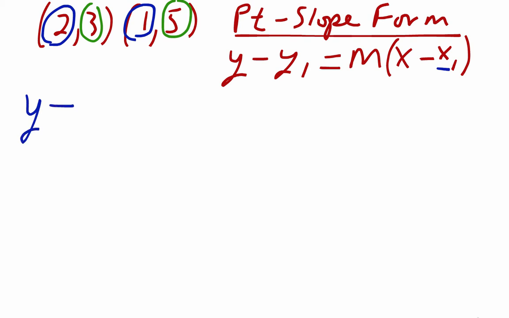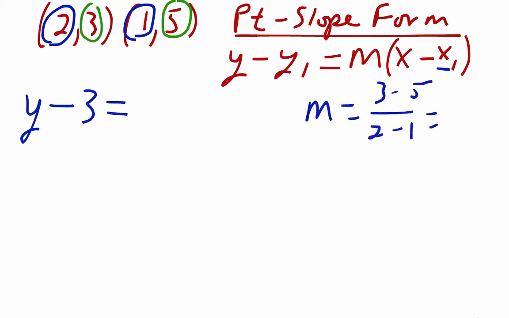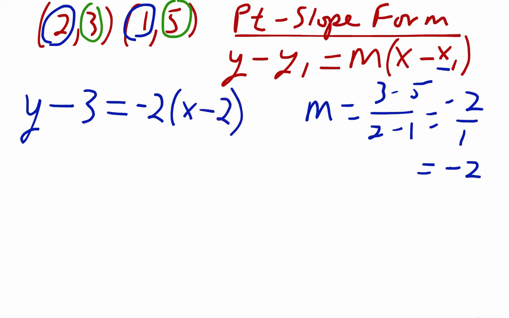So I have y minus y1, which is 3, equals my slope, I don't know what that is. Whoops, sorry about that. Let's find that first. So 3 minus 5 over 2 minus 1, so I'd have negative 2 over 1. So that's negative 2. That was from before, so I just redid it for you. So we have negative 2 for my slope times x, and since I used 3, which is in the first point, then I have to use 2 from that ordered pair.